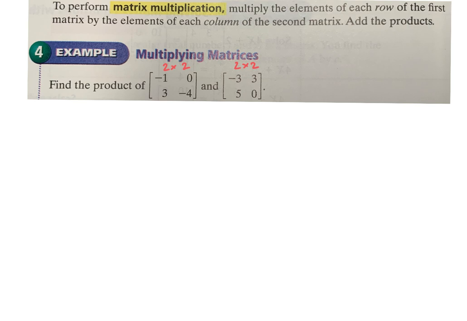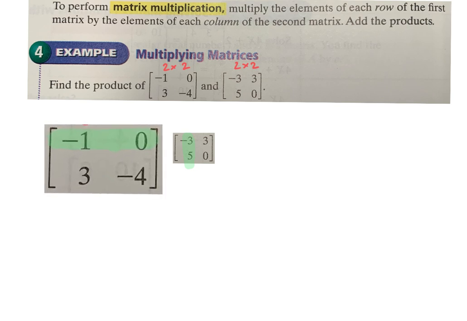To do matrix multiplication, you're going to take the first matrix and look at the rows of that matrix, and you are going to use the columns of the second matrix. We're multiplying these two. We're going to take this row and multiply it by this column. What that means is we're going to go element by element here. I'm going to make it a little bit bigger so we can see it.